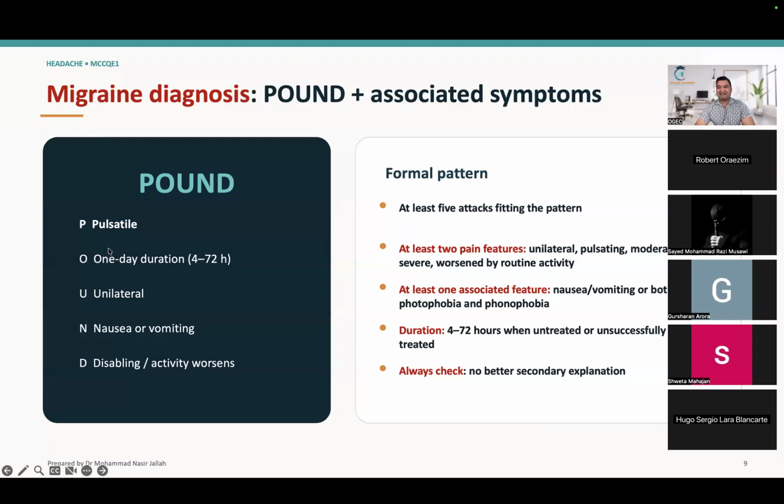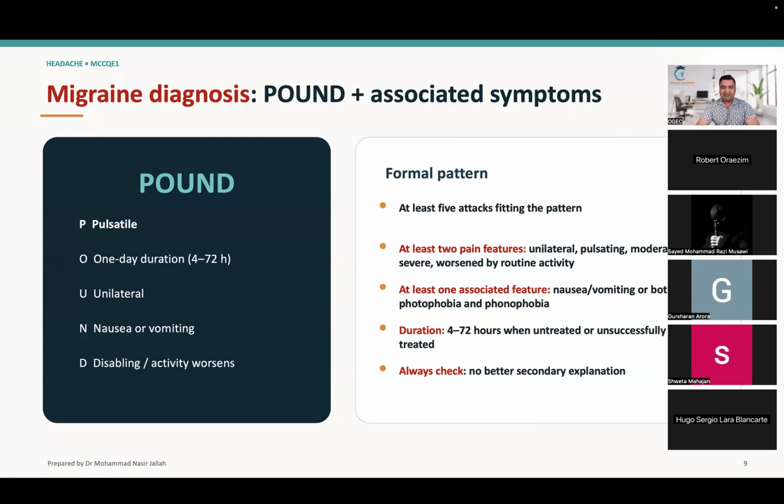P stands for pulsatile. It means the headache is pulsatile, like a heartbeat, like your pulse, right? One day duration, 4 hours to 72 hours can last. It is unilateral, but again, migraine could be bilateral, but mostly unilateral. But if they want to test you, remember they test you with the unilateral one.